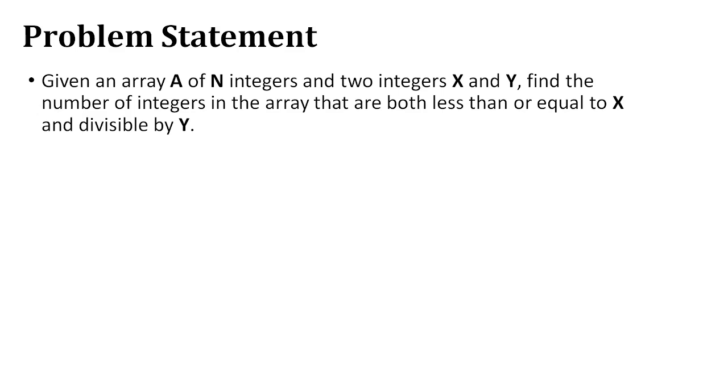Given an array A of n integers, and they also provided two other integers, x and y. Now find the number of integers in the array that are both less than or equal to x and divisible by y. So what is the meaning of this problem statement? First of all, they provide us one array A which includes n integers, and they also provided two other integers, x and y.